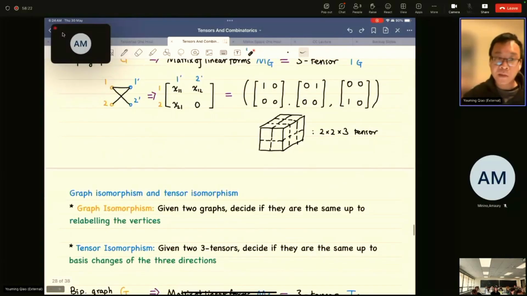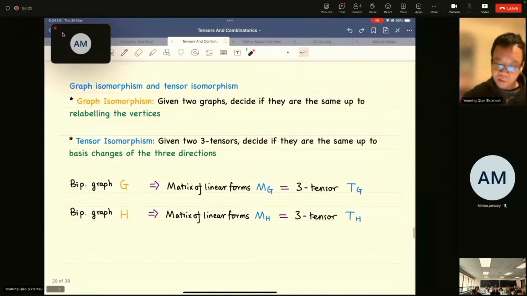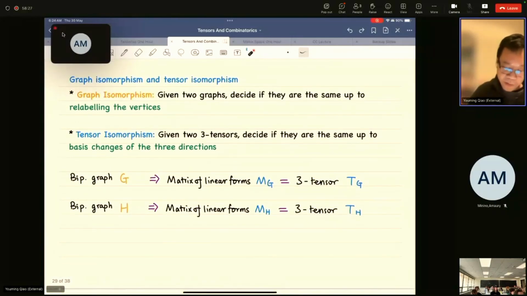So yes, that's the connection between graphs and tensors. Similarly, suppose now you have two graphs, right? For the first graph G, you construct this 3-tensor TG. For the second graph H, you construct the 3-tensor TH. And now we are going to see the connection, right? We have two graphs. We want to know whether they are isomorphic or not. Then we build out these 3-tensors. And of course, for tensors, we also have this notion of tensor isomorphism.